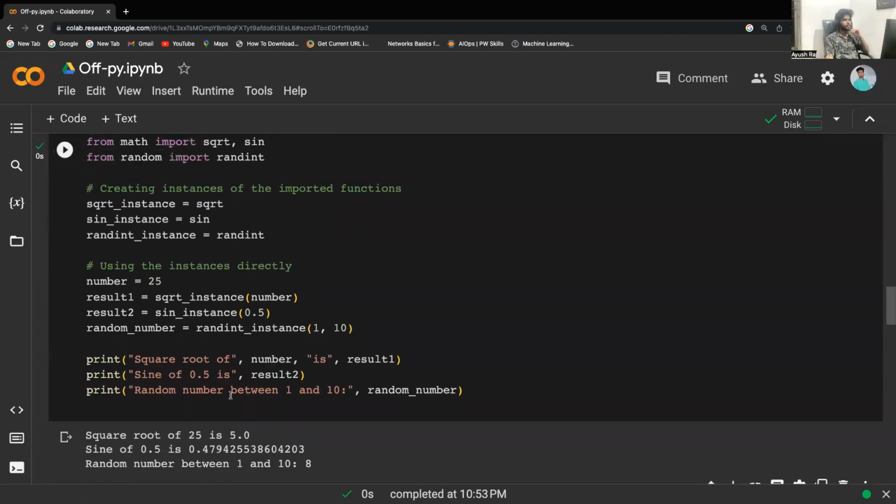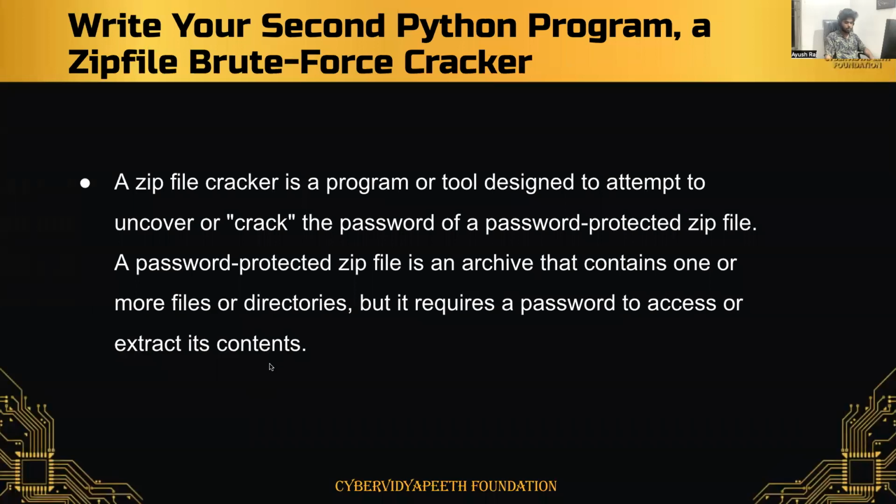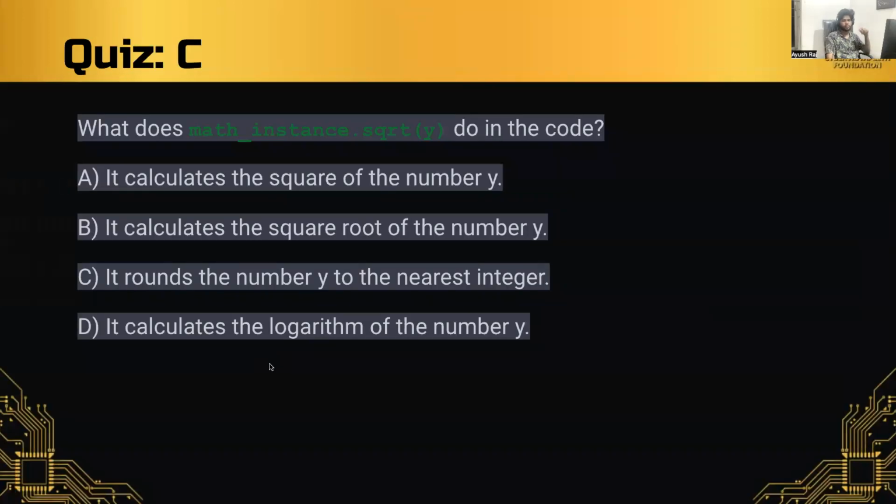All right, now we'll move to the slide. In the slide there is one more quiz for you: what does math instance dot sqrt do in the code? It's really easy for you to answer the question, because I have just said this thing. Just leave a comment.